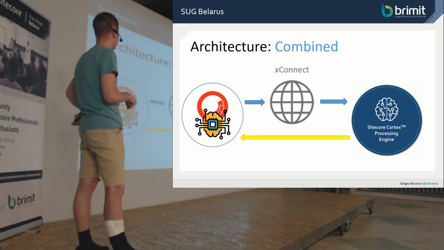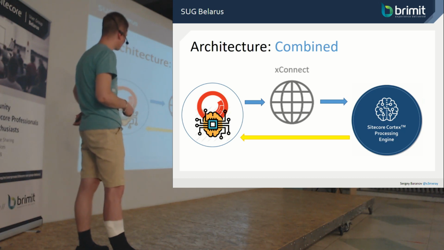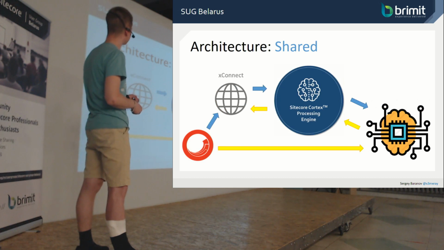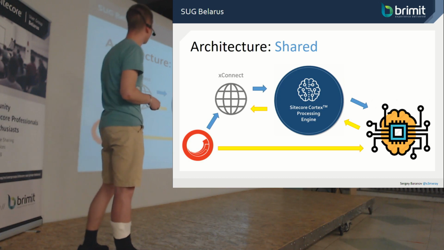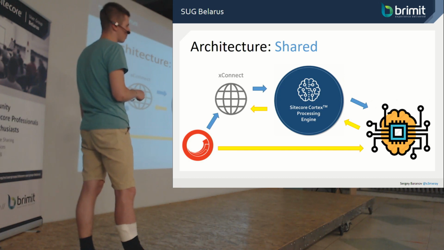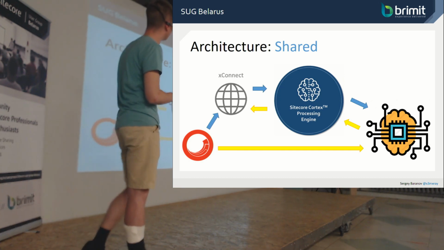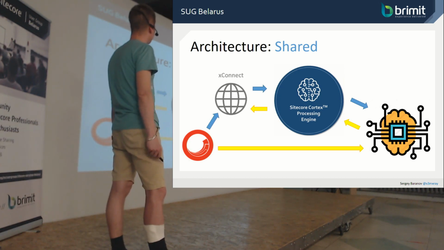The third one is a combined architecture also, but we can move our machine learning implementation directly into our Sitecore solution. And in this case, we can make direct calls to our machine learning from Sitecore. And the last one is shared, when we have all separate environments. And we can communicate directly from Sitecore to machine learning. The Cortex is still responsible for extracting data from XConnect and pushing it to machine learning. And for my demo, I will use this architecture.